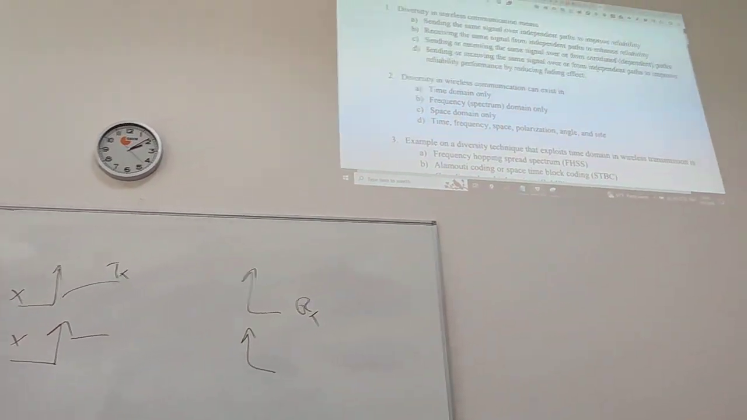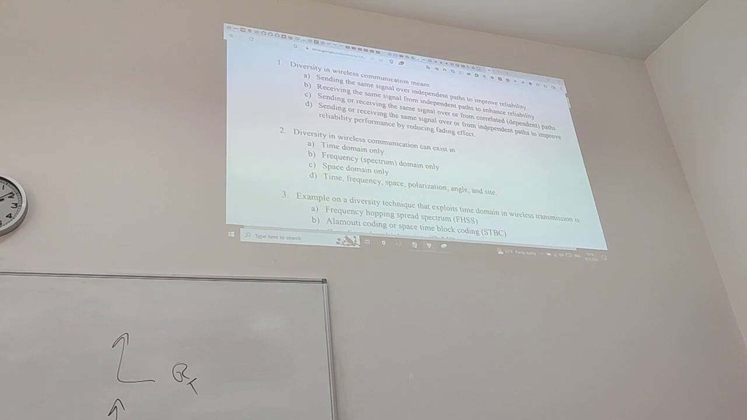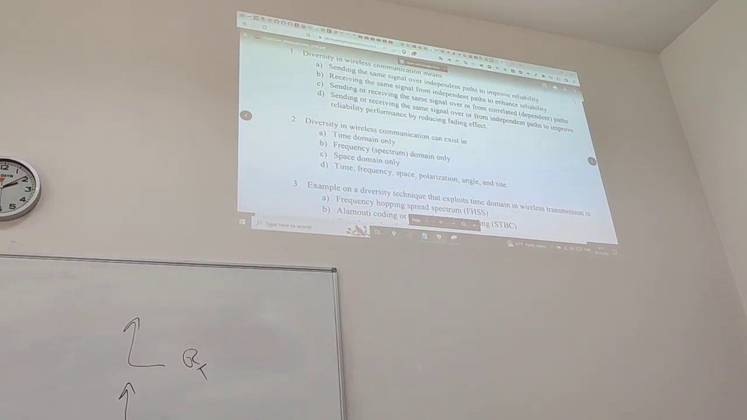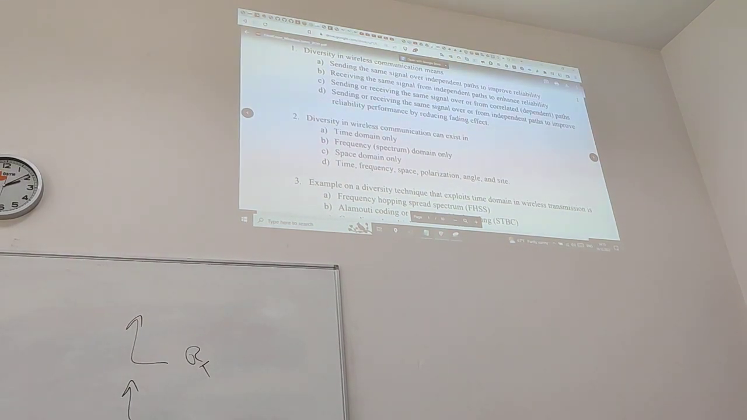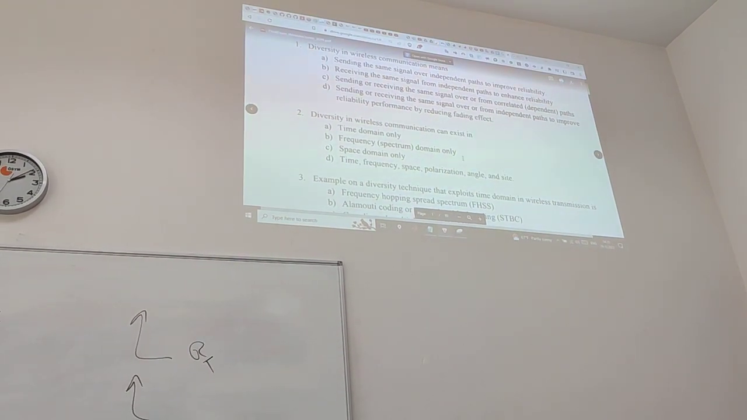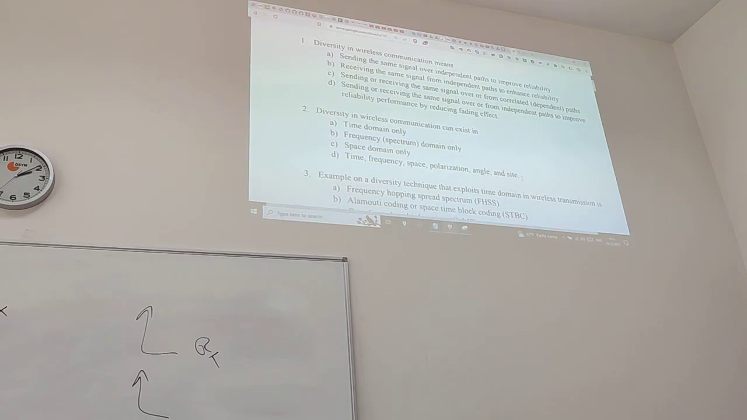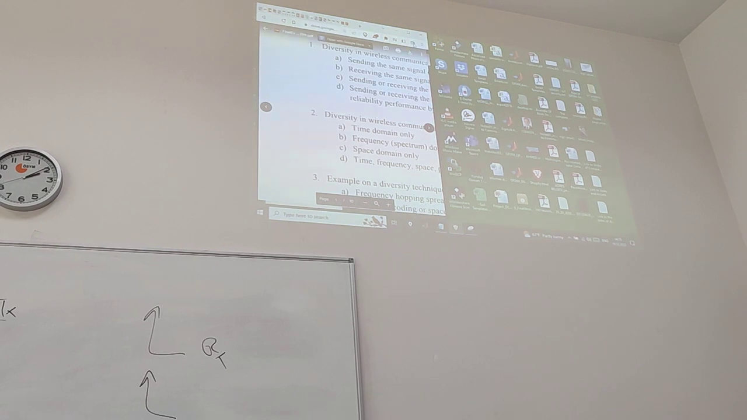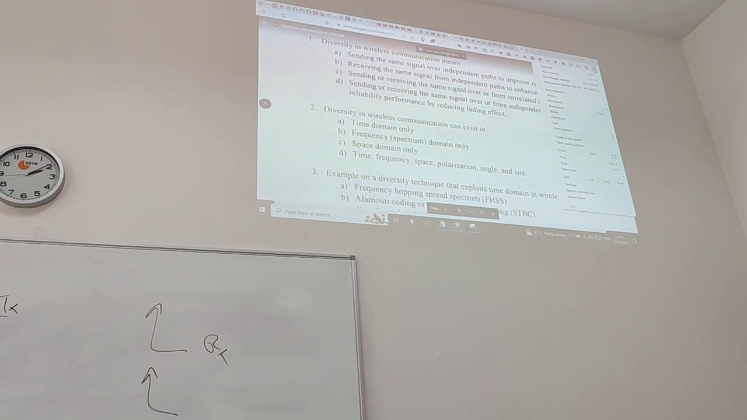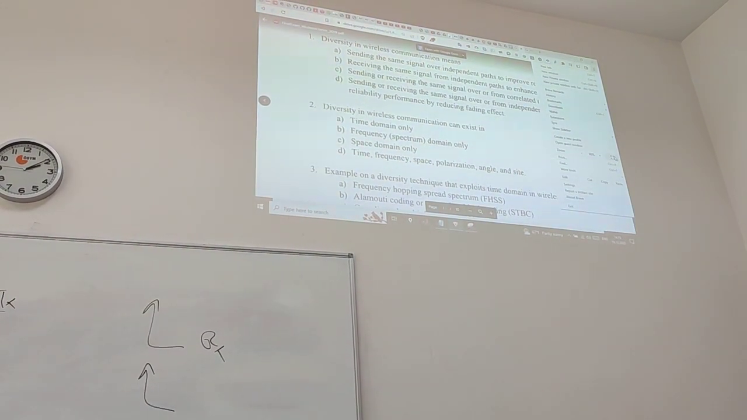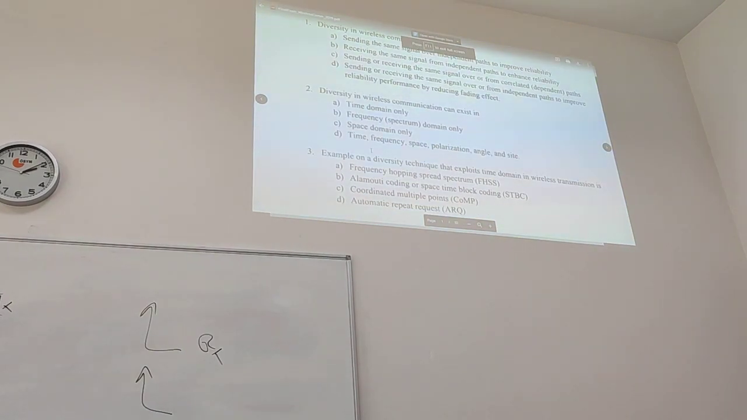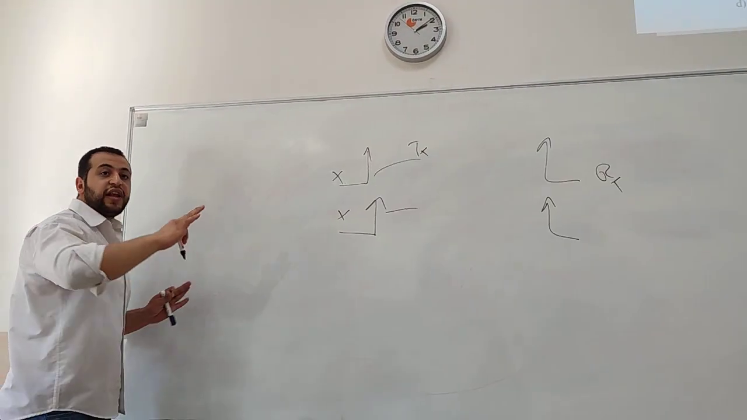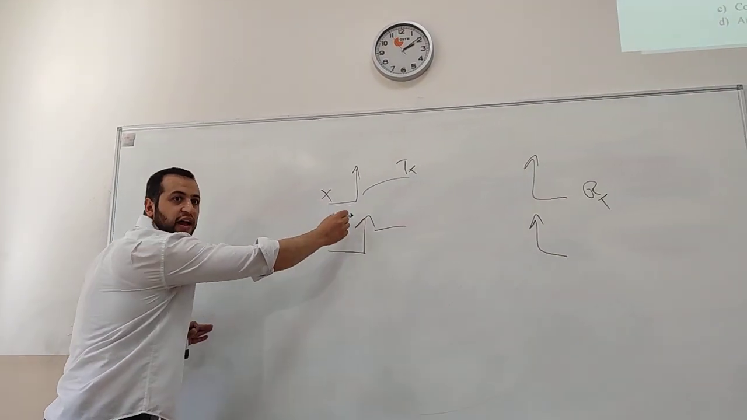Okay? The second question. Diversity in wireless communication can exist in time domain only, frequency domain only, space domain only, or time, frequency, space, polarization, angle, and site. Which one is correct? So the correct answer is D. Why D? Because remember with me, diversity can exist in time, in space like this.